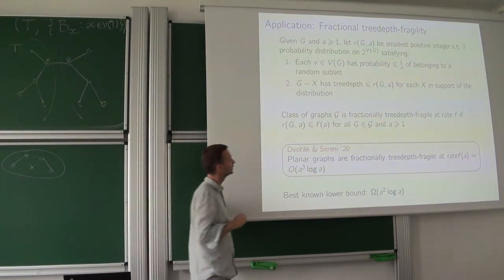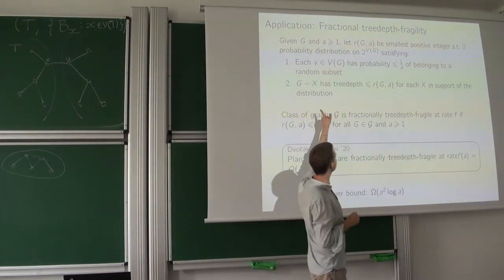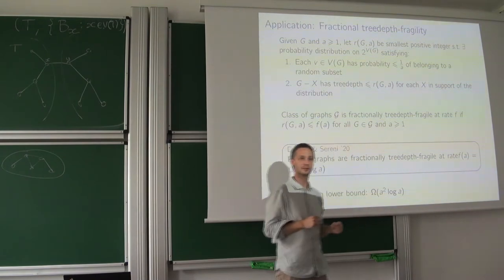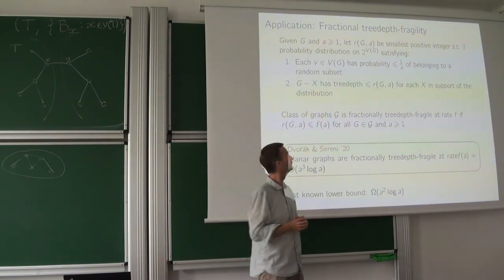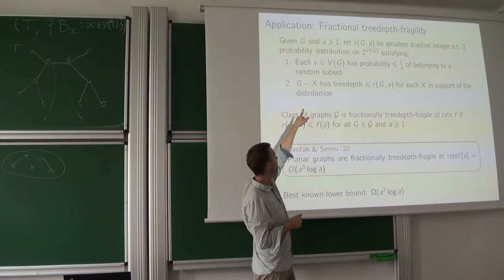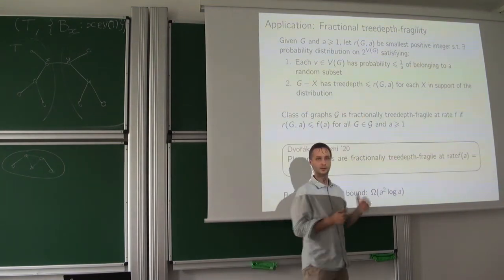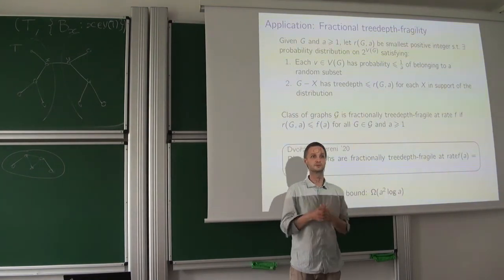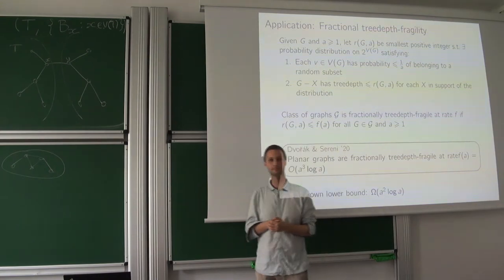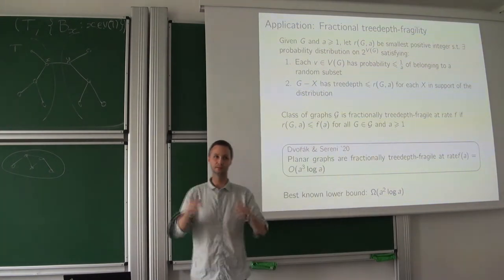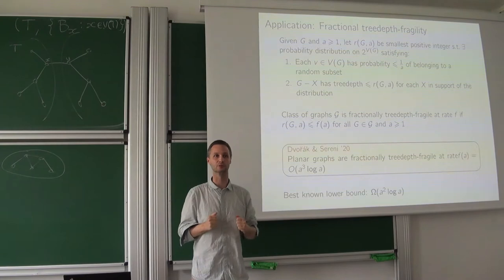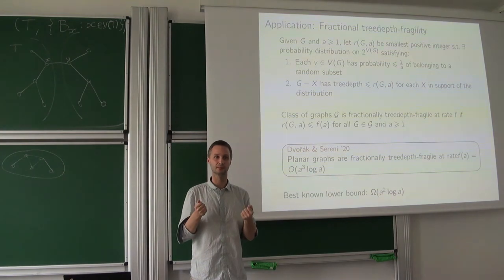So in other words, for every subset X of vertices that has non-zero probability, it should be the case that when you remove X, you have tree depth at most some function of a and some function of your graph. And this is the number that you're trying to minimize. That depends on it. Okay. Does the definition make sense?